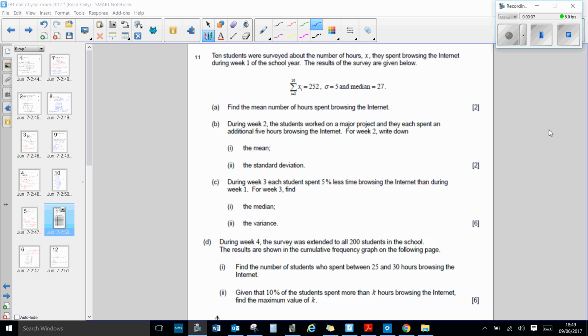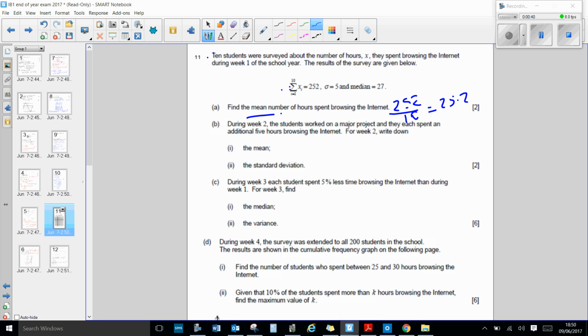So, okay, 10 students surveyed, sum of X hours on the internet. We need to recognize what this means: the sum of X, in other words, the sum of the number of hours between 1 and 10. So for all 10 students it is 252. If we want the mean, it's going to be 252 divided by 10, which is 25.2. Didn't even need the calculator.